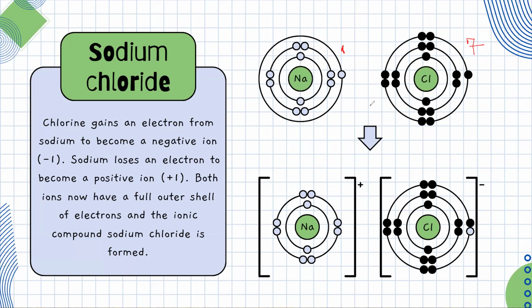Now, my next question is this. Sodium is in group 1 on the periodic table. Chlorine is in group 7 on the periodic table. How many electrons will sodium lose? And how many electrons will chlorine gain? Who is answering my question now?